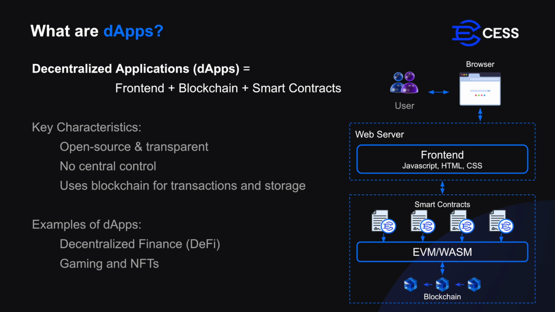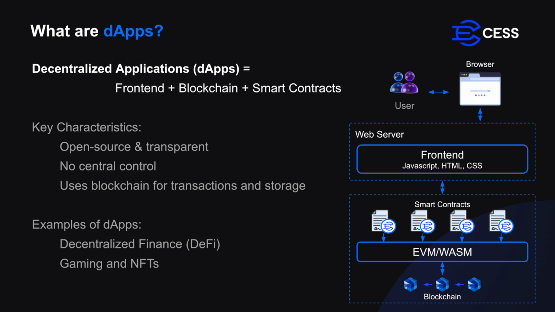However, with dApps, they run on blockchains, meaning data is decentralized and controlled by the network instead of a single entity. Smart contracts ensure the transactions and logic execute automatically without a middleman. Users have full control over their data and digital assets.